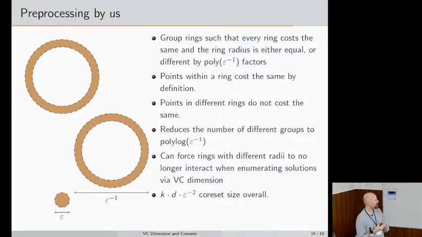So this property that the ring radii are far apart by epsilon factors really mitigates how many interactions can take place between the different clusters. So while I still have something like k different weights, I can now have very tight control as to how they interact. And if you now work very hard, you get the optimal coreset bound.